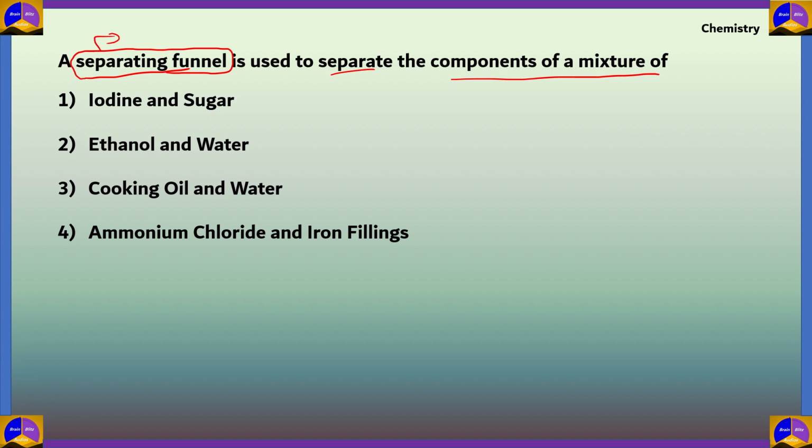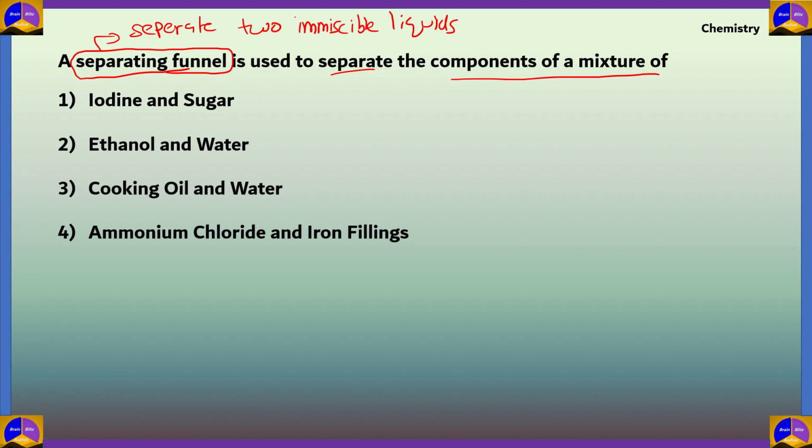Now a separating funnel is used to separate two immiscible liquids. So both of the liquids would not be miscible, not soluble in each other. Now let's look at each of the options.